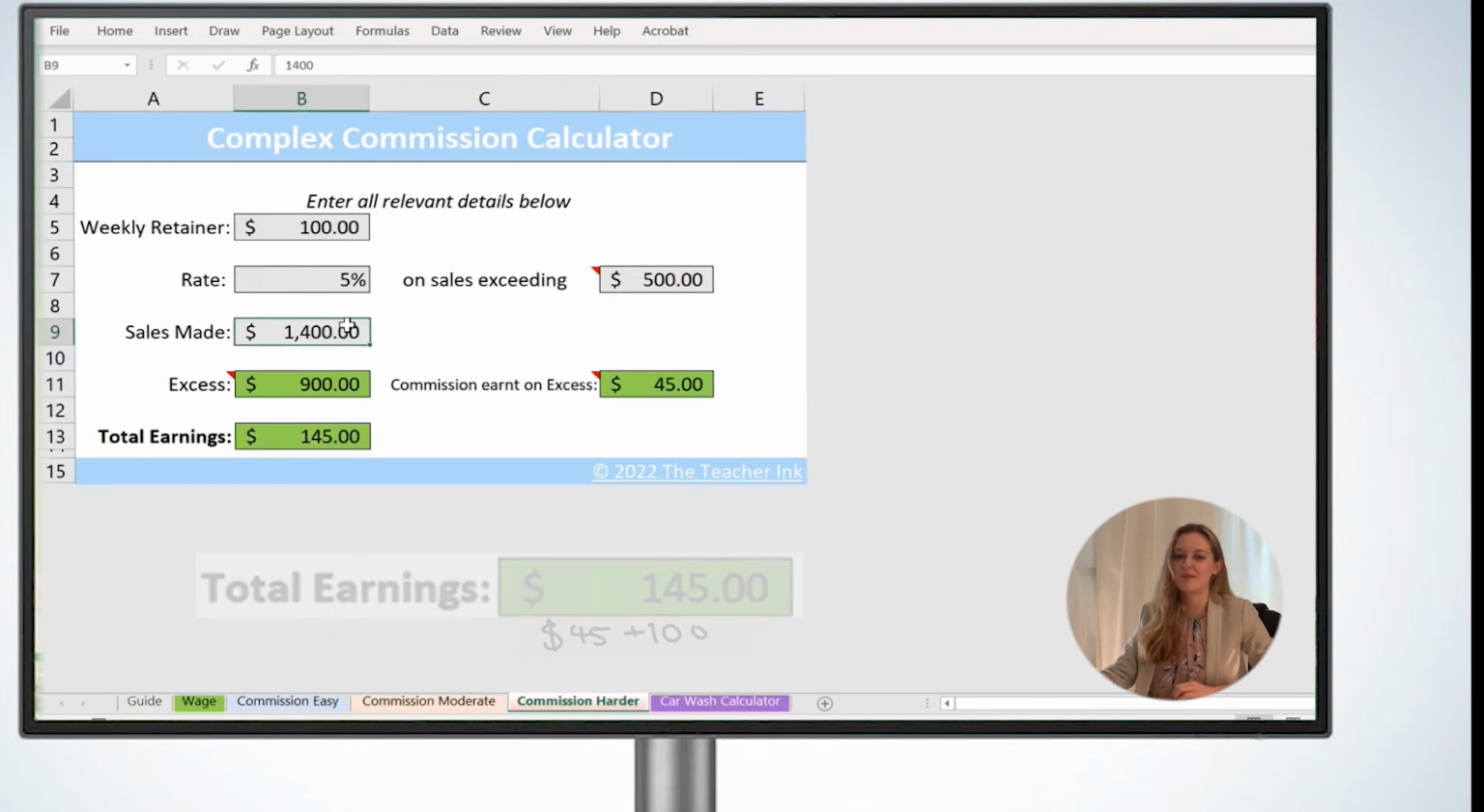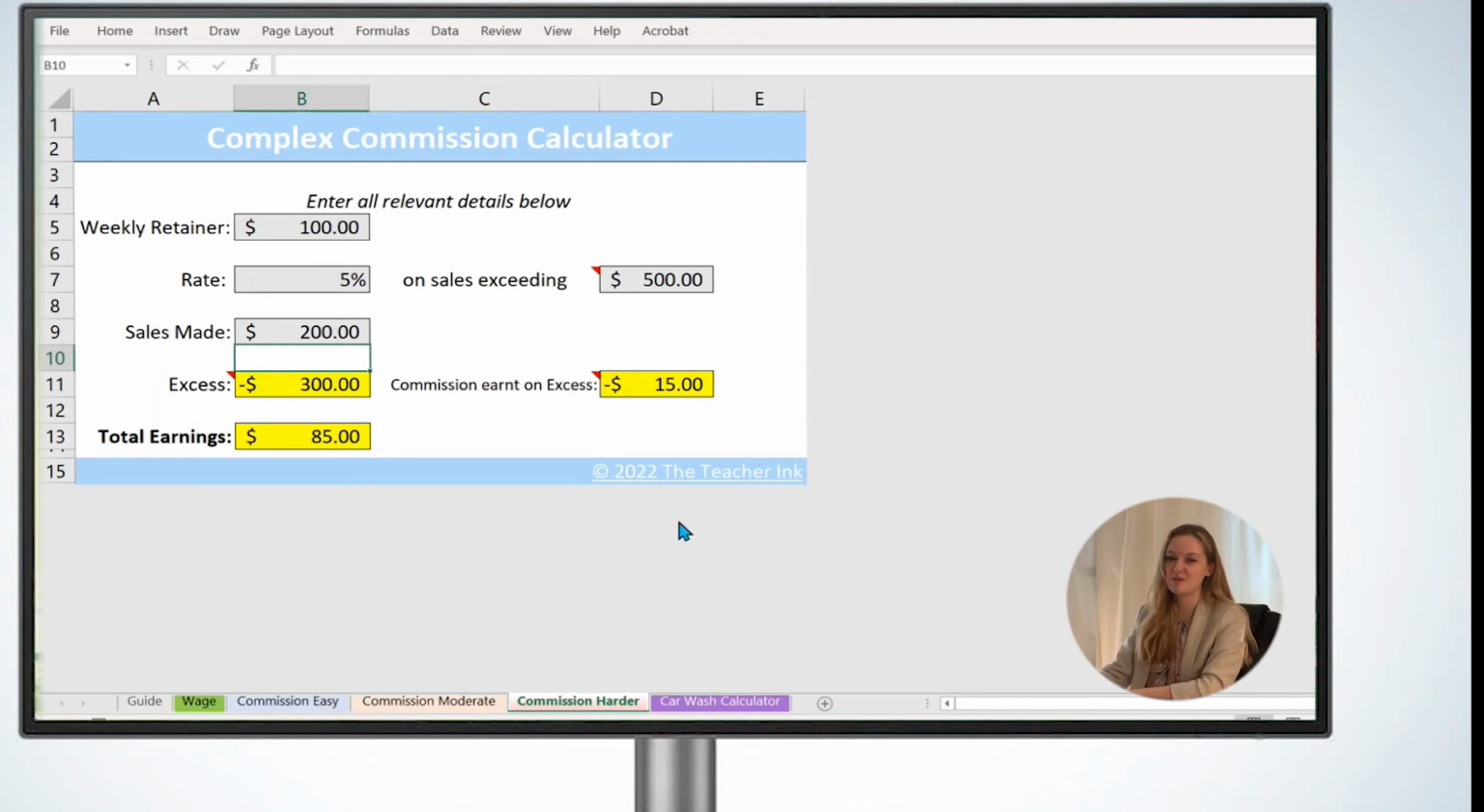However, there is a problem. If my sales made was less than $500, the formula says that I should have been paid a negative commission, but that doesn't really make any sense. This would require a more advanced type of formula known as a conditional formula. We'll introduce that in a later lesson.